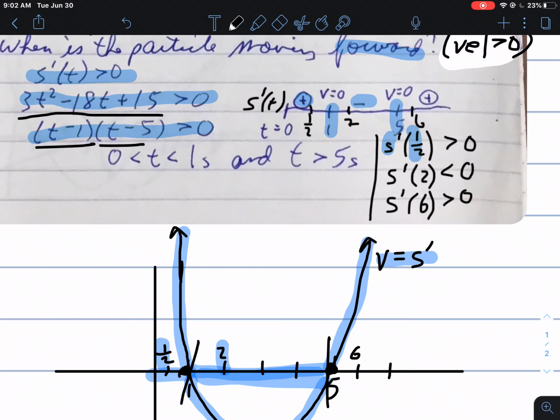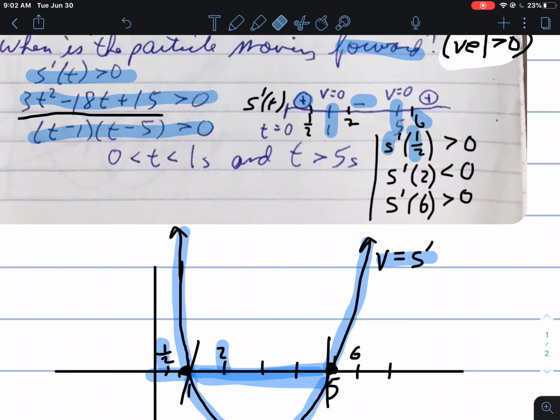And then we finish it off. We look at the third interval and pick any number greater than 5. I chose 6. You could just as easily choose 7 or 10 or 100 or any number that you want, as long as it's in that interval. And you plug that into your velocity function. And as we see from the graph, we should get a positive value.